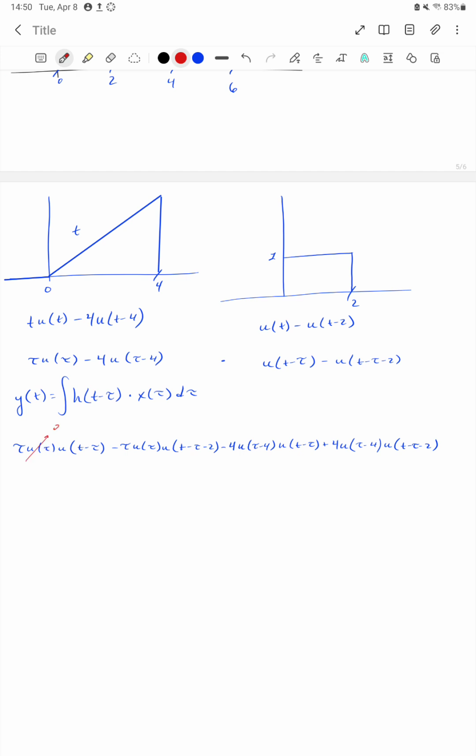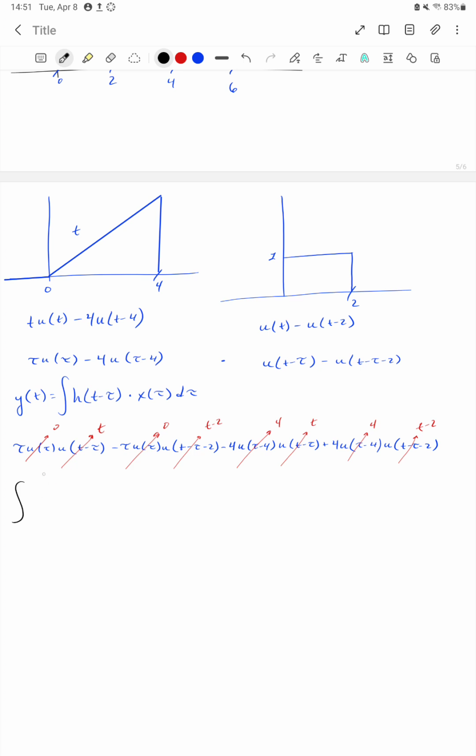Let's go. So 0, this is still going to be t. This one right here is going to be 0. This is going to be t minus 2. This is going to be 4. This is going to be t. This is going to be 4. And this is going to be t minus 2. Okay. So, let's make our integrations.